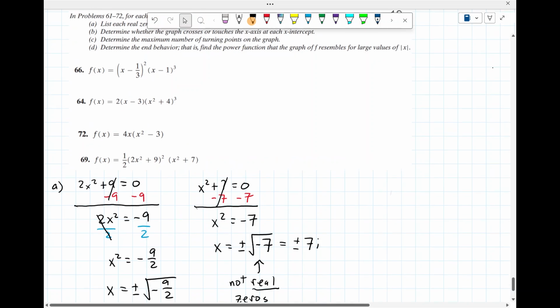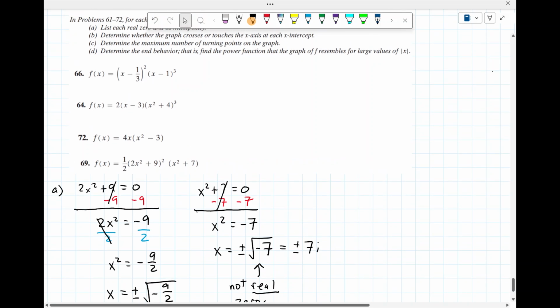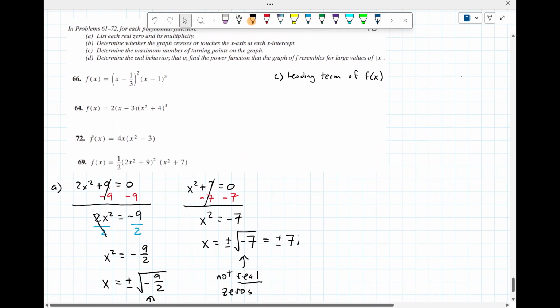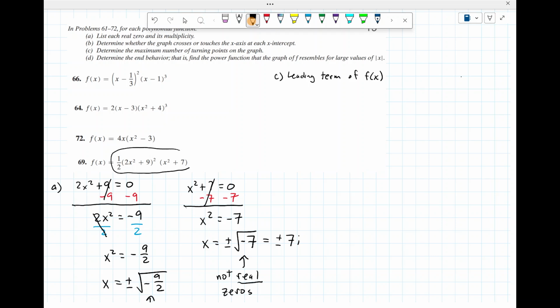Part C we'll do off to the side. And for part C and part D, it helps to find the leading term of f of x. There are a couple of ways you could do this. You could, of course, just multiply out the factors. You could square 2x squared plus 9 and then multiply that by x squared plus 7, then multiply that by 1/2. But that is overly complicated, and we can make our life a lot easier if we do a quick shortcut that I will show you.